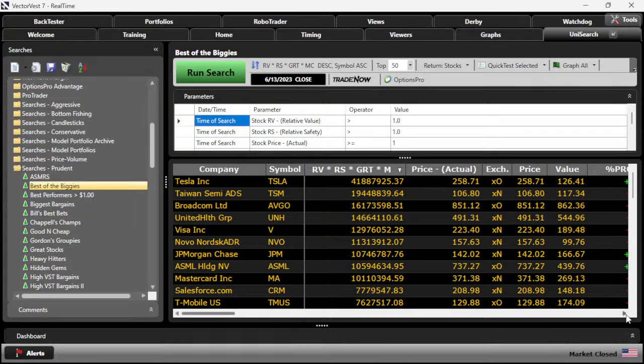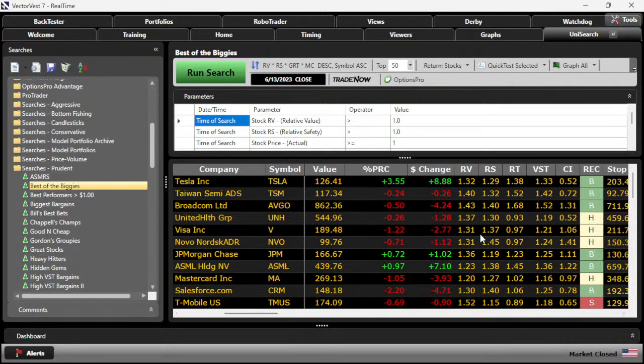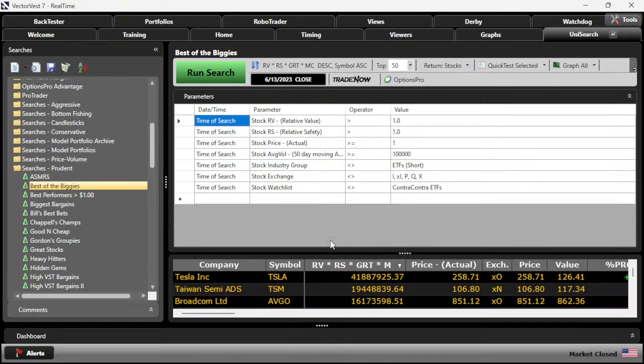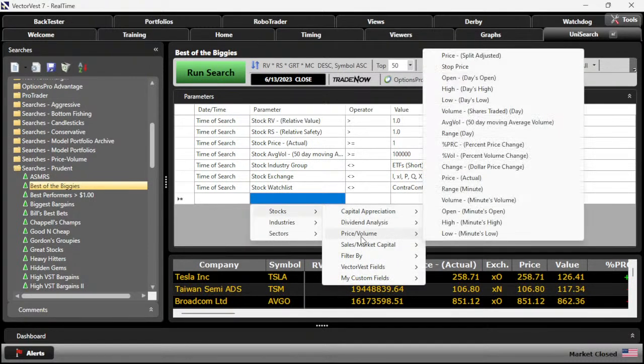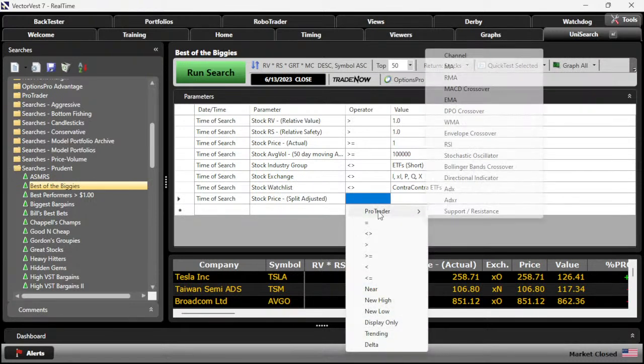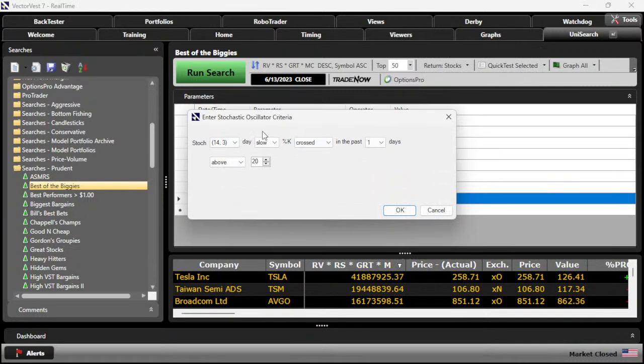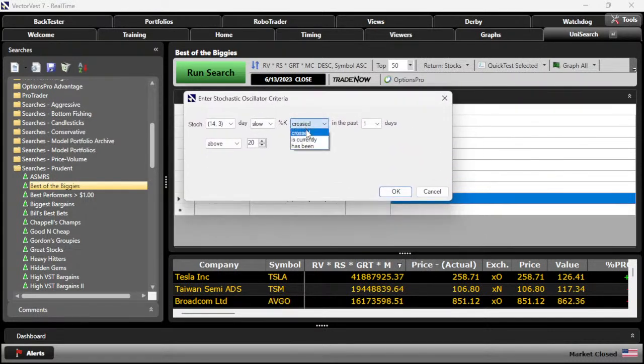These are all fantastic companies. Look at the RVs. Look at the RSs. Okay, these are fantastic companies. If I wanted to say, you know, I don't want to buy, I want to buy them only if they're pulling back, let's say stochastics is crossing above 20, I'd add that one line parameter in the search: price volume, price split adjusted, pro trader, click on stochastics. I want the industry standard 14.3 slow to have crossed in the past 1 day above 20.